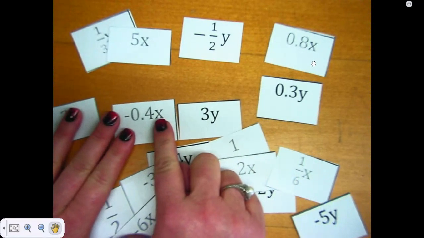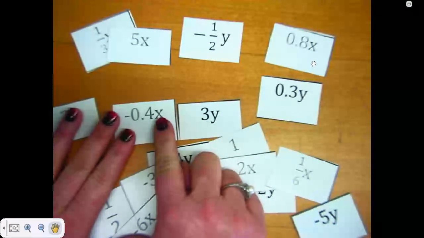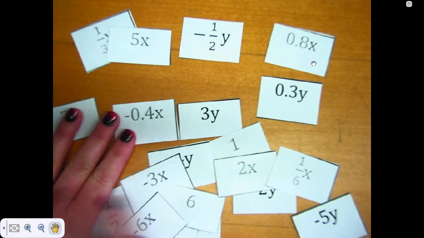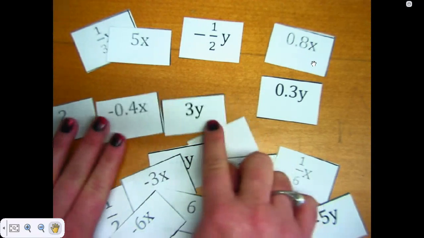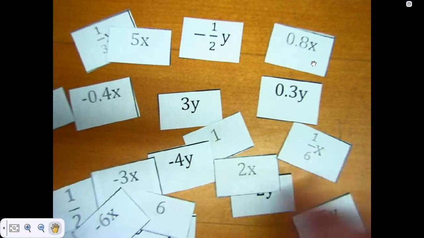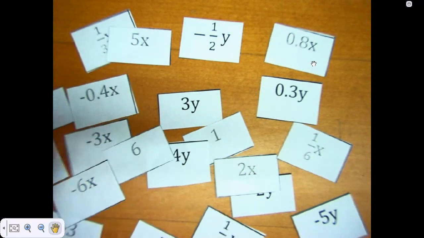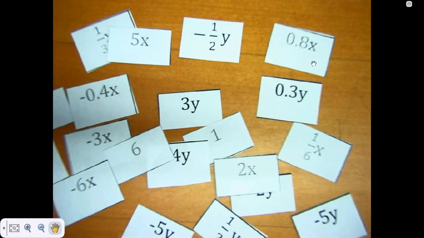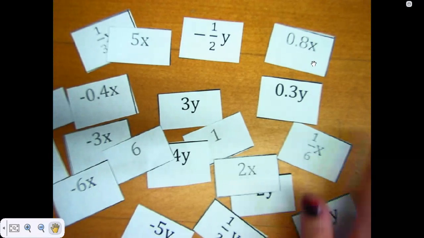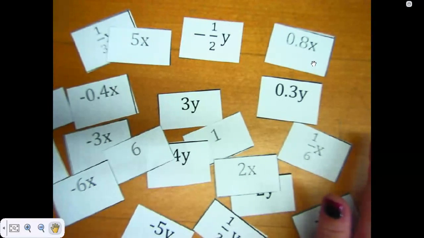Variables are letters that represent an unknown number. So this variable's x, we have variable y, we have all kinds of variables. They can be any letter, A's, B's, C's, any letter in the alphabet. You can use them to represent an unknown number.